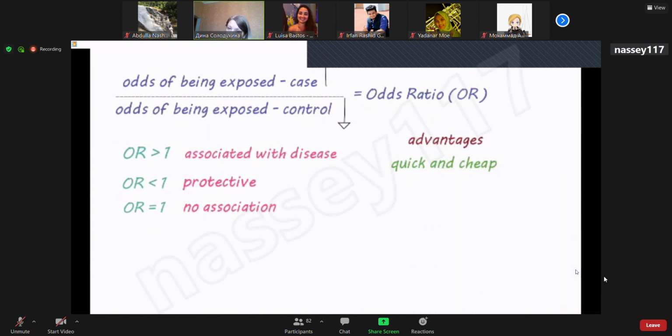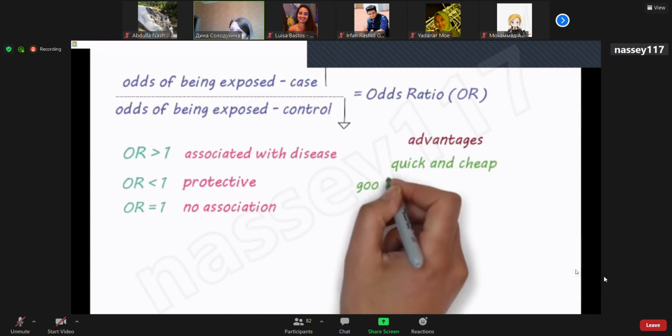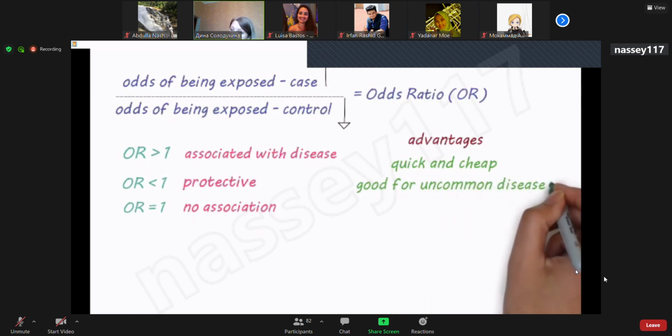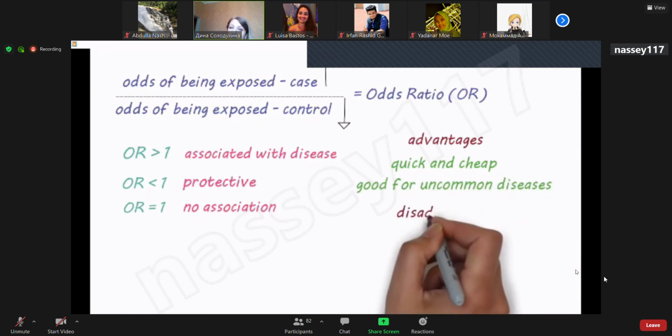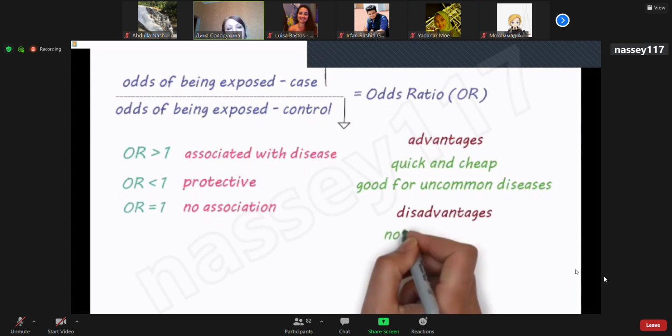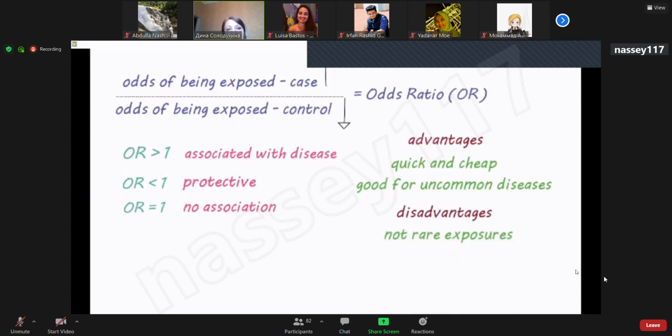Also, because they start off with cases, it can be used to study uncommon diseases. However, because these studies involve small numbers, they're not good to study rare exposures. One of the challenges in a case control study is to find suitably matched controls. Also, because studies ask about exposures in the past, people might not be able to recall their exposures accurately.